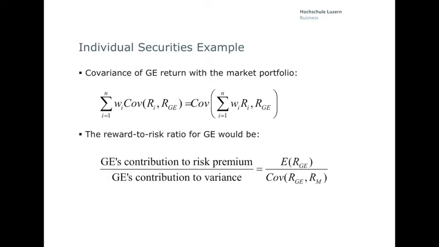We also observe the contribution of GE to the risk premium of the market portfolio. It can be expressed as GE's contribution to the risk premium divided by GE's contribution to the variance. The market portfolio is the tangency on the efficient mean variance portfolio. This ratio is often called the market price of risk because it quantifies the extra return that investors demand to bear portfolio risk.